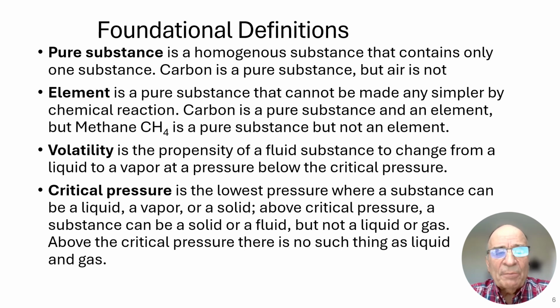Volatility is the propensity of a fluid to change from a liquid to a gas. So gasoline is very volatile. The fumes of gasoline come off of the gasoline and can be ignited. But methane is much more volatile because, as a liquid, it will evaporate very rapidly as it is warmed up.